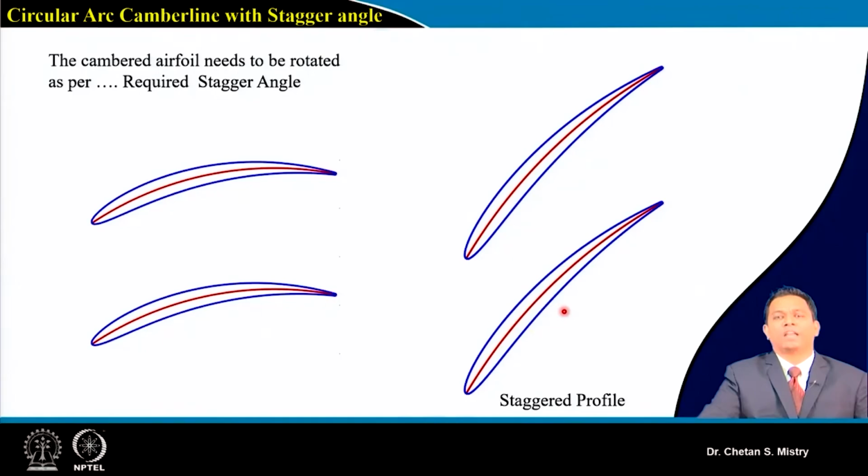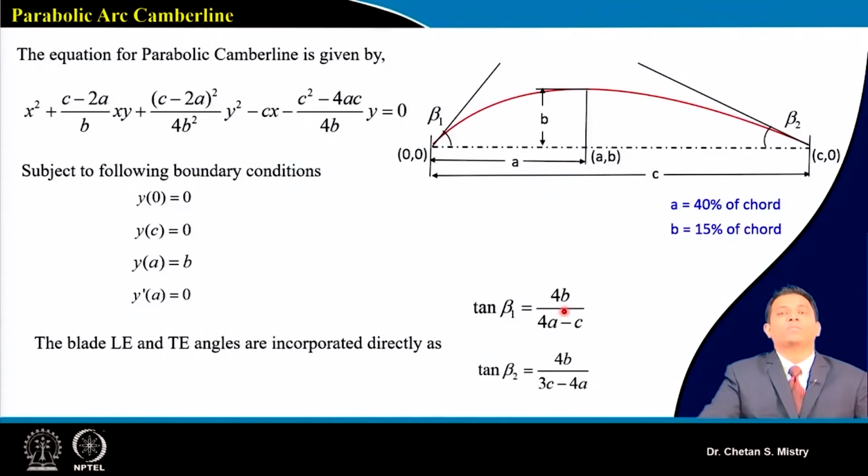Most designs for industrial fans prefer this kind of configuration. Even for the HP compressor of gas turbine engines, for a few stages and later stages, people prefer this kind of camber line and C4 configuration. Now suppose I am looking at a different type of camber line where the arc will not be circular.